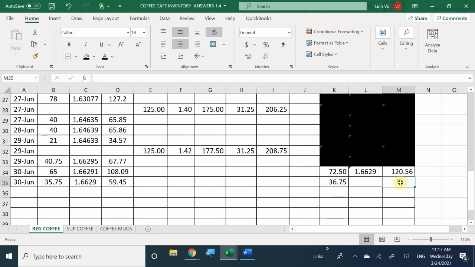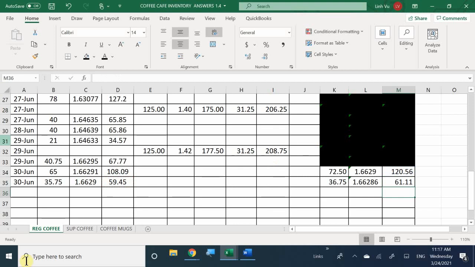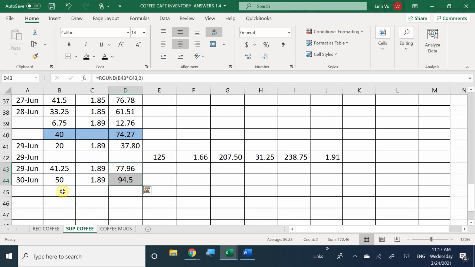$36.75, yes. Okay, what's my total cost? 6111. And once again, it's been updated. So you should have 36.75 pounds left at 6111. Right? Now let's go to our Supreme.